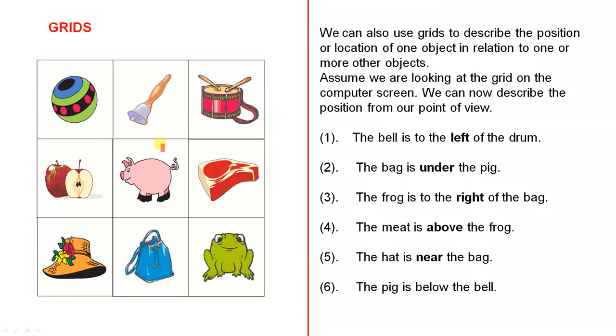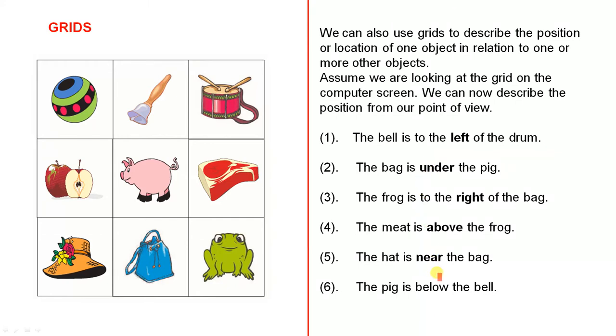Grids. We can also use grids to describe the position or location of one object in relation to one or more other objects. Assume we are looking at the grid on the computer screen. We can now describe the position from our point of view.